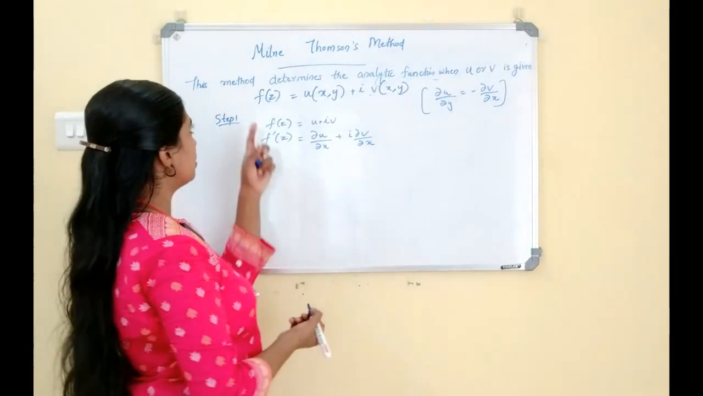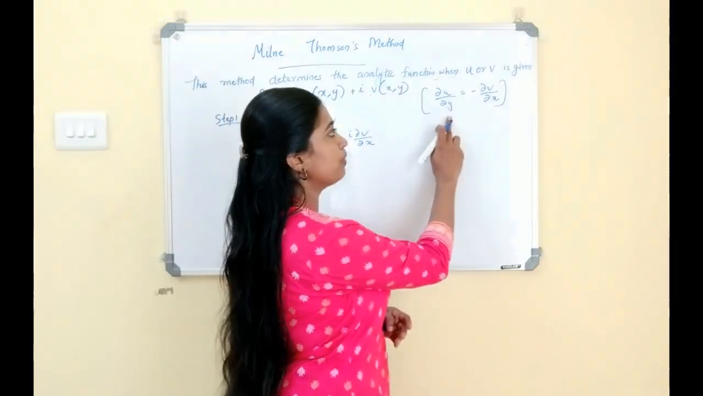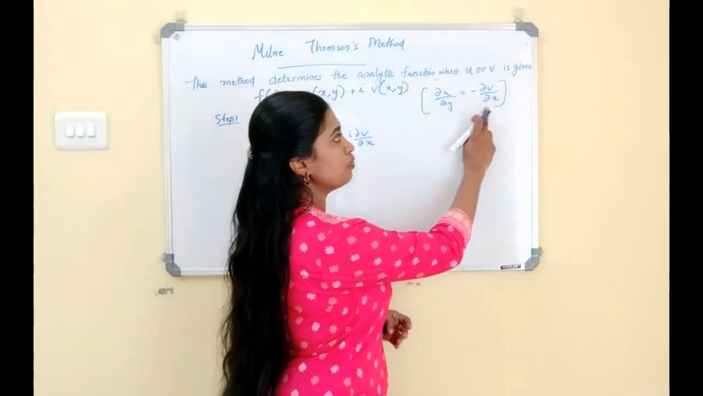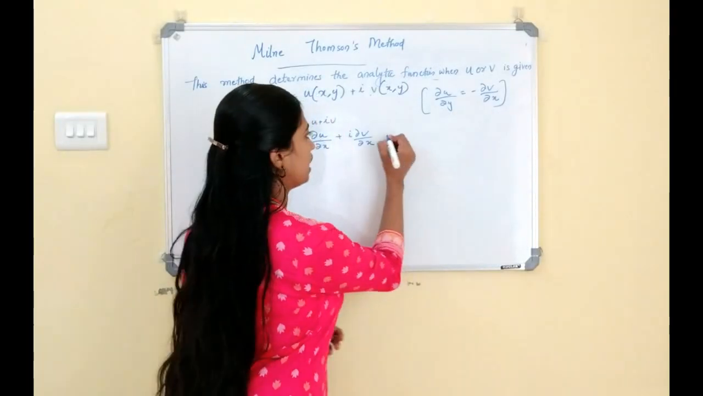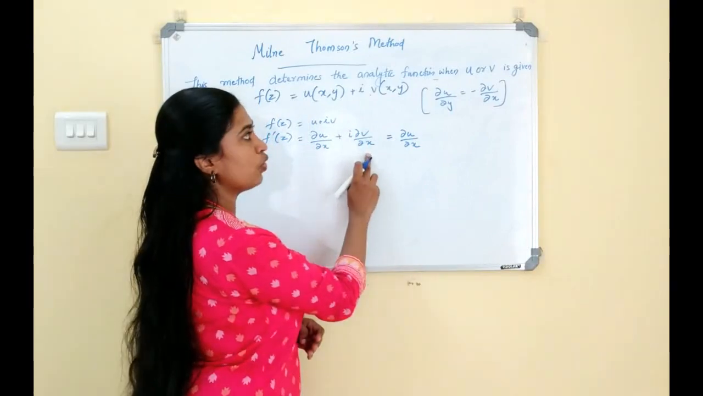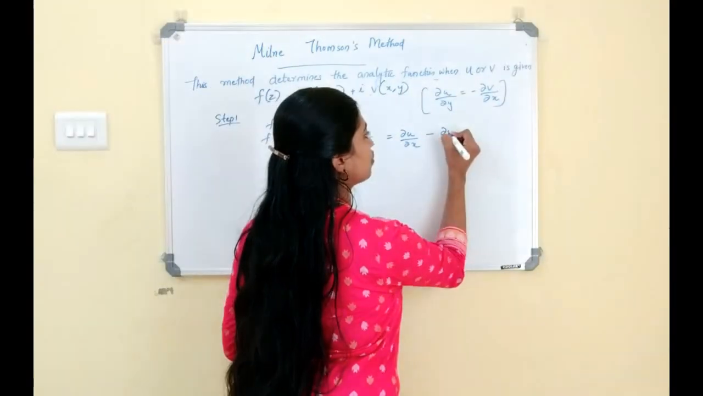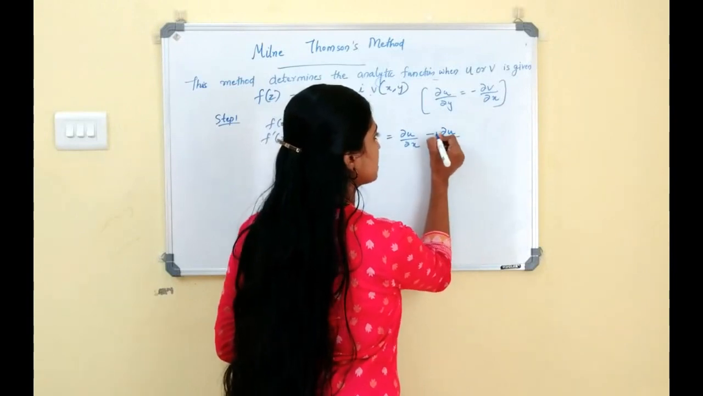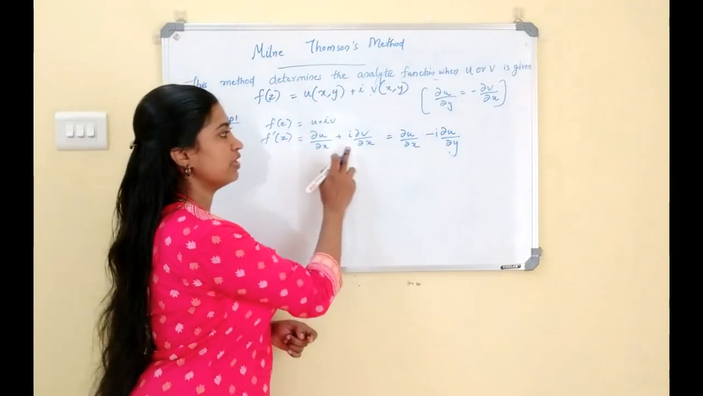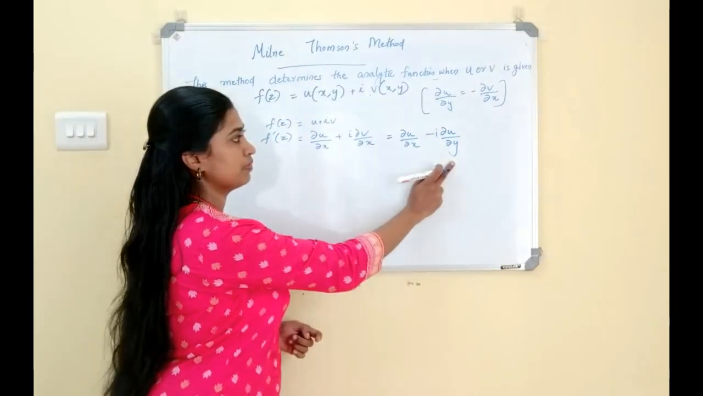We know that the function is analytic, so it satisfies the CR equation, that is dou u by dou y is equal to minus dou v by dou x. So we can express dou u by dou x plus i dou v by dou x as dou u by dou x minus i dou u by dou y. We are replacing dou v by dou x by minus dou u by dou y.